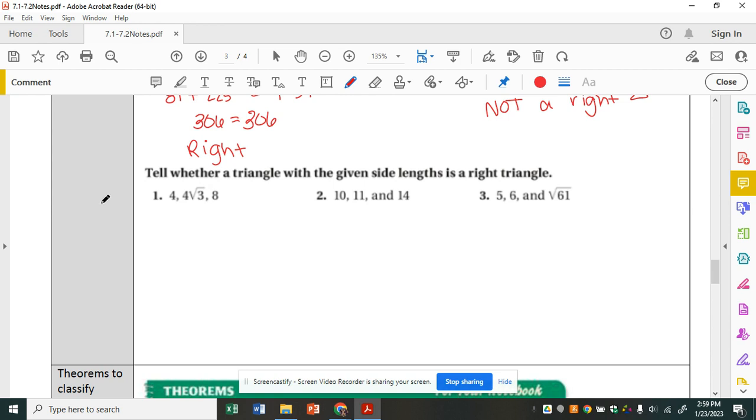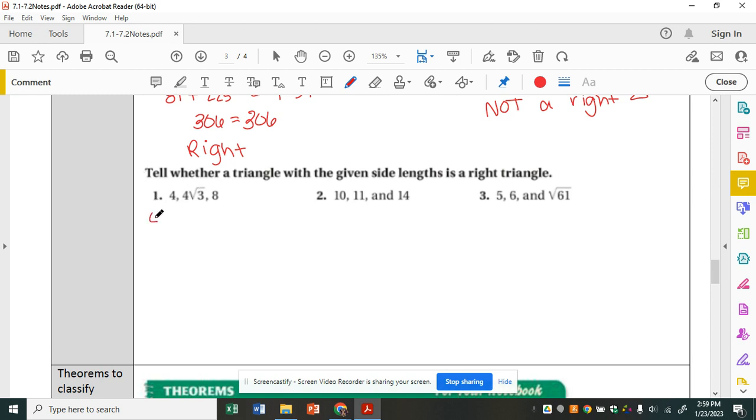Okay, now that you've paused the video, all of these you can see are set up so that this is the short side, this is a shorter side, and this is the longest side. Again, you could plug it into your calculator and double check to see if this would be your longest side by doing 4 times the square root of 3.